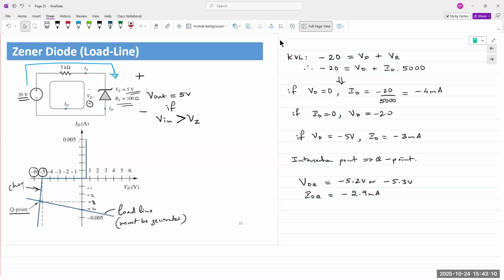What do you mean? We could use -4, we could use -3, we could use -2 also. Any one of them would work. We just need to create a straight line. So the load line is always a straight line. We can choose any point we want.